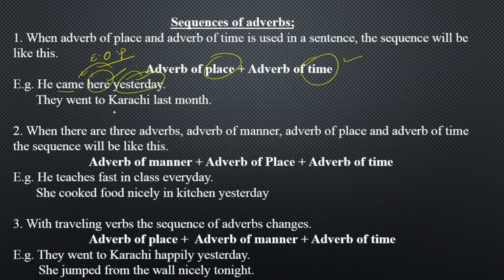They went to Karachi last month. They went. Where did they go? To Karachi. And when? Last month. So first you are going to put adverb of place and then adverb of time.